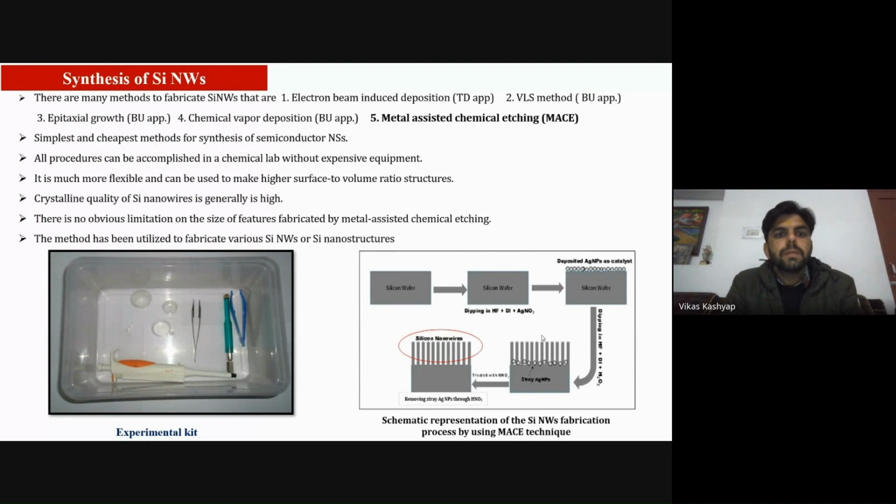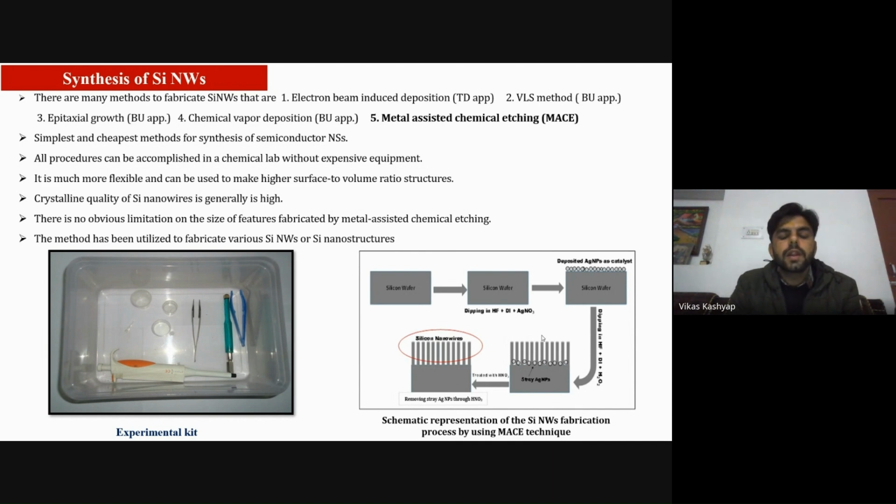This is the simplest and cheapest method for the synthesis of semiconductor nanostructures. All procedures are accomplished in the chemical lab without expensive equipment. It is much more flexible and can be used to make structures with a higher surface to volume ratio. The crystalline quality of silicon nanowire is generally high. There is no obvious limitation on the size of features fabricated by metal-assisted chemical etching. The method has been utilized to fabricate various silicon nanowires or silicon nanostructures.